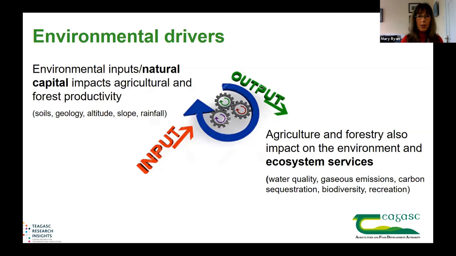Environmental drivers are hugely important in terms of the land use change from agriculture to forestry. The environment impacts on agricultural and forest productivity on the input side, but then on the output side, agriculture and forestry also impact on the environment.